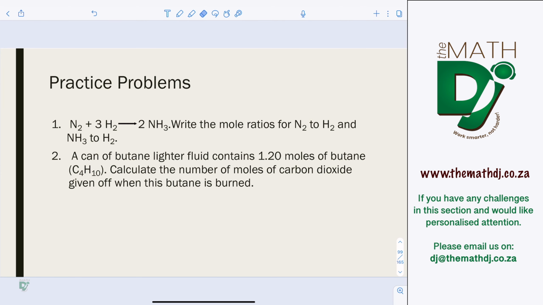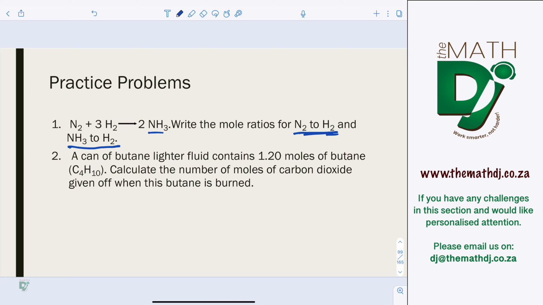Practice problems. Nitrogen reacts with hydrogen to form ammonia according to this equation. Write the mole ratios for nitrogen and hydrogen. So nitrogen to hydrogen, this is the first set, then this one. You can try that one out.